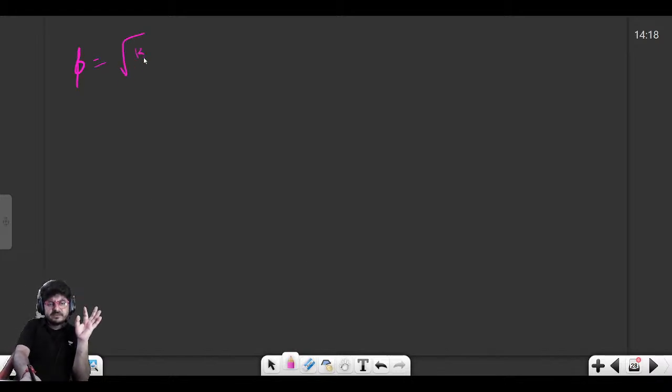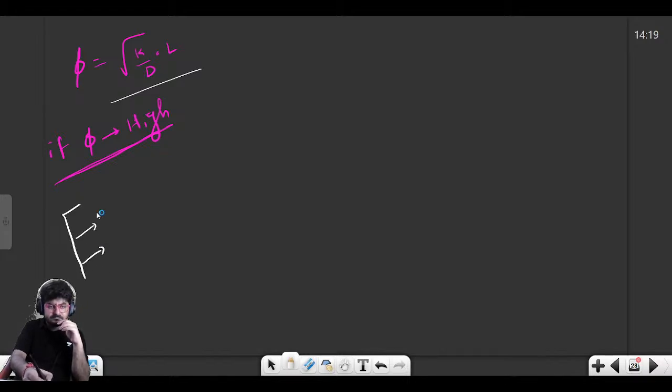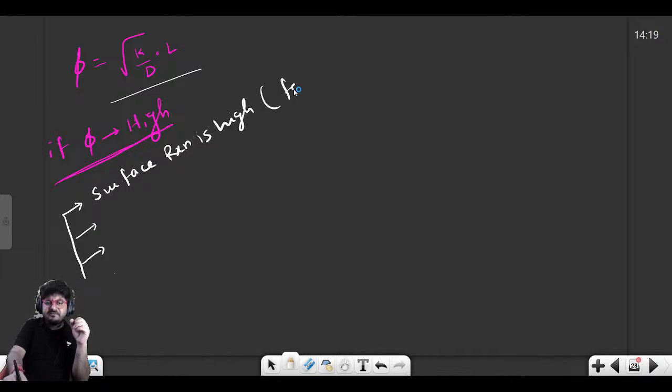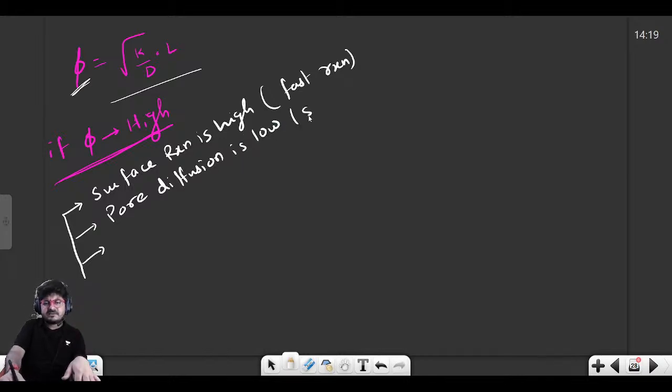Thiele modulus is something like this, you can see. So if we have high Thiele modulus, it will be possible only when K is high, means surface reaction is high, or you can say fast surface reaction. Second, it will be high when D is small, means pore diffusion rate will be low, or you can say slow diffusion. And third, large pore size.